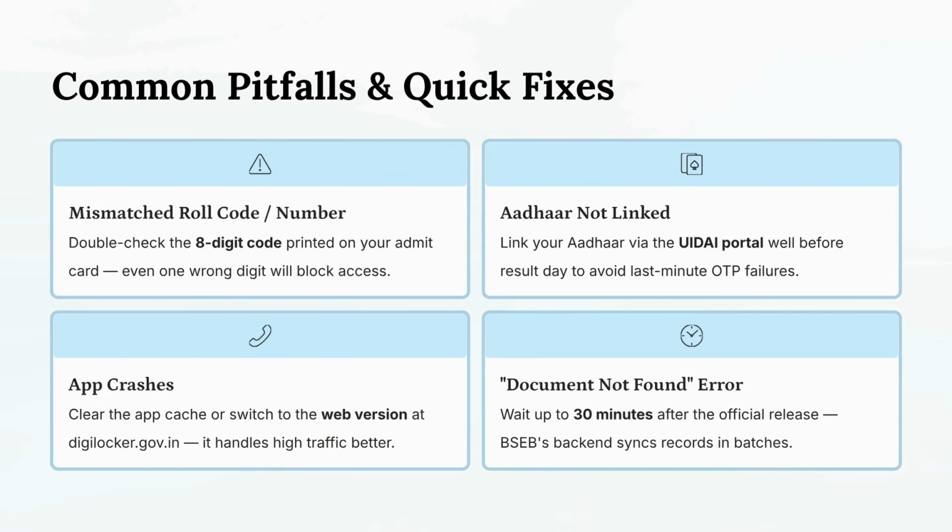If the DigiLocker app crashes due to high traffic, clearing the app cache or switching to the web version can solve the problem. If you see a document not found message, waiting for about 30 minutes after the result release may help, as records are sometimes uploaded in batches.